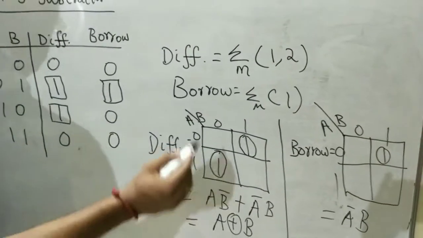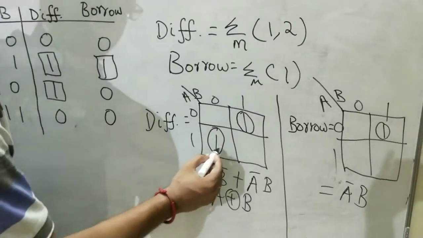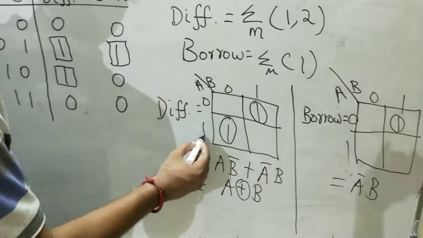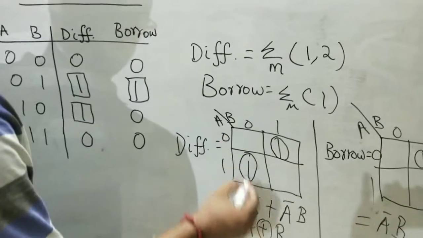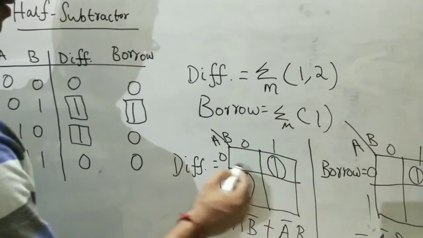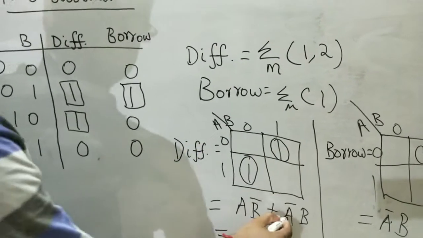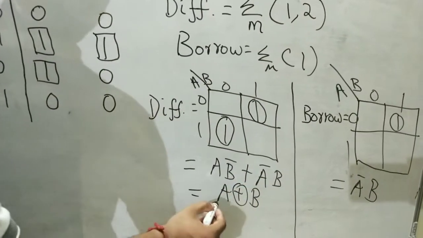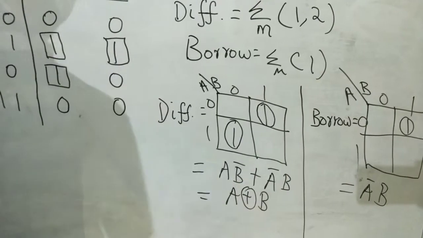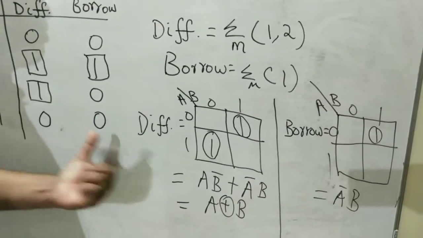Then for this one, what will we get? A B dash. For this one, we will get A dash B. A B dash plus A dash B is nothing but A XOR B. This is the expression for difference.